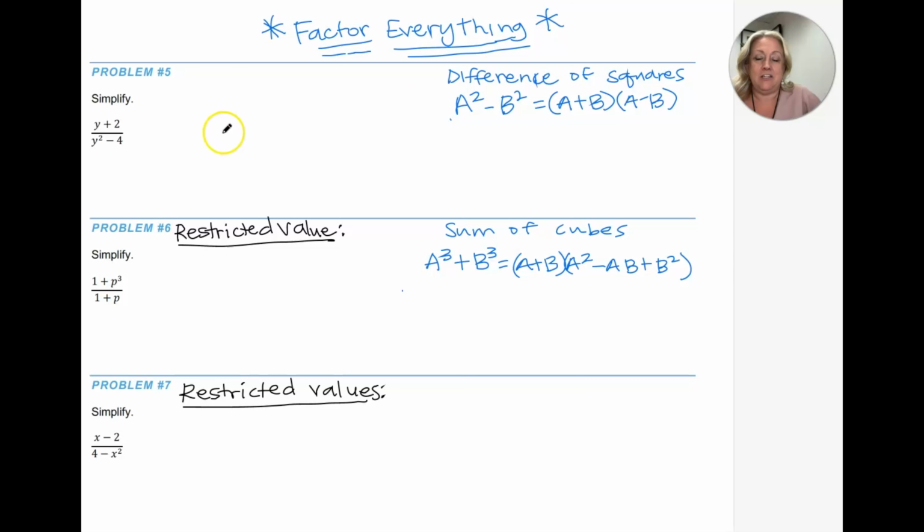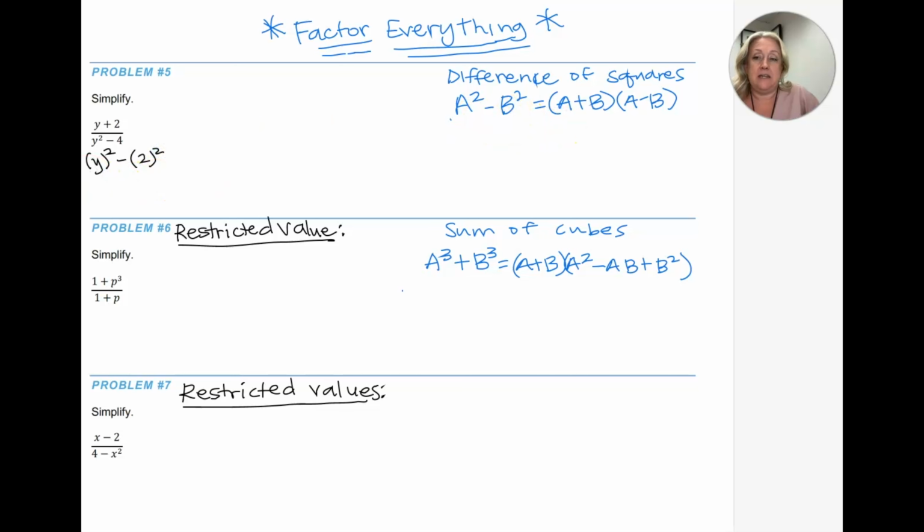So let's take a look at this first of all. We do need to figure out what the restricted values are whenever we're dealing with these rational expressions. But to do that, we need to factor the denominator first. And as we look at this denominator, we can see we have y squared minus 4, and that looks like a difference of squares. It's a binomial where we have a first term squared and the last term is squared. Now I could rewrite this as y all squared minus 2 all squared. And now it's in that form.